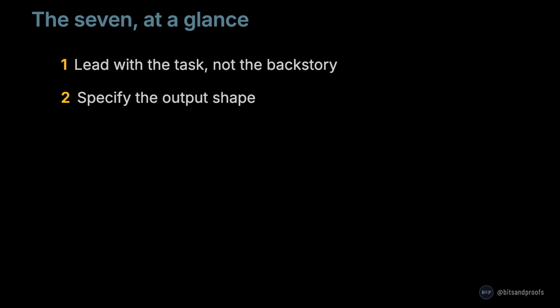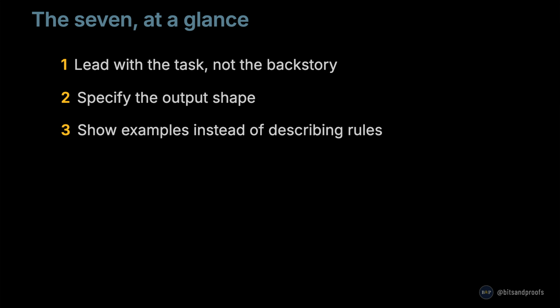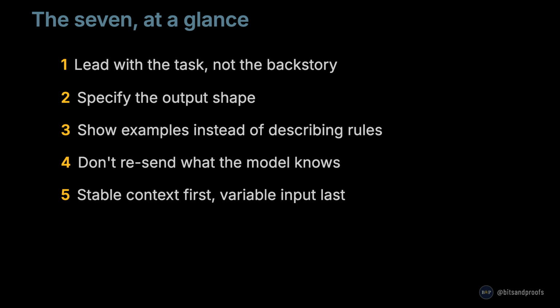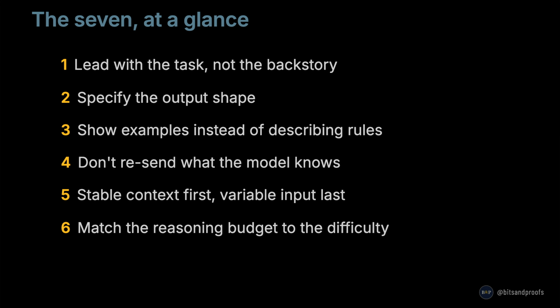So let's bring it all together. Here are the 7 at a glance. 1. Lead with the task, not the backstory. 2. Specify the output shape. 3. Show examples instead of describing rules. 4. Do not resend what the model already knows. 5. Stable context first, variable input last. 6. Match the reasoning budget to the difficulty. And 7. Iterate on the prompt, not the output.